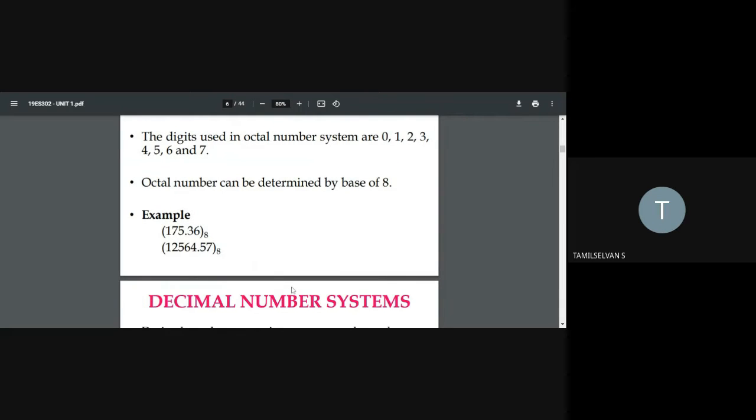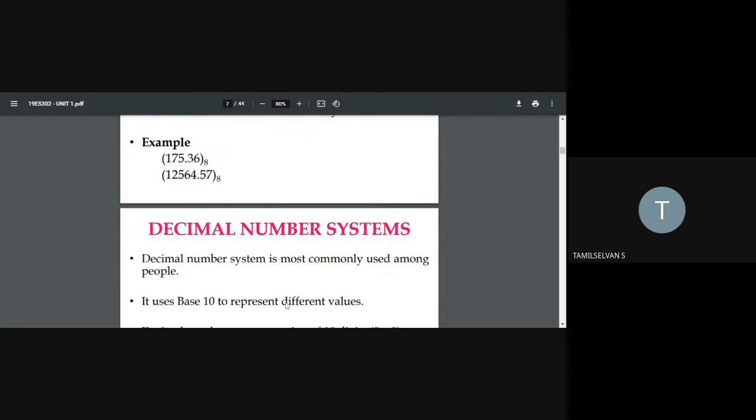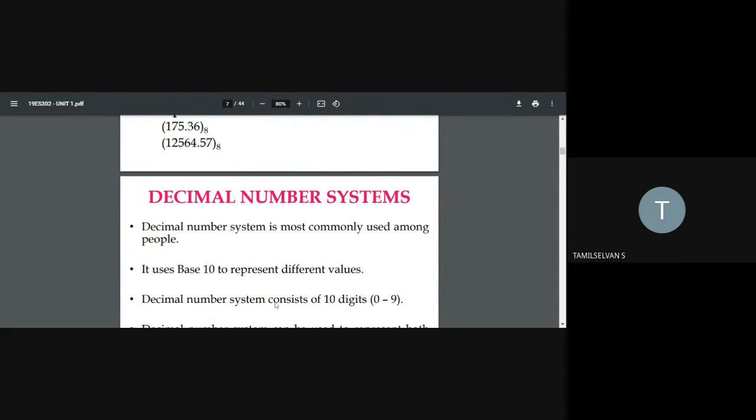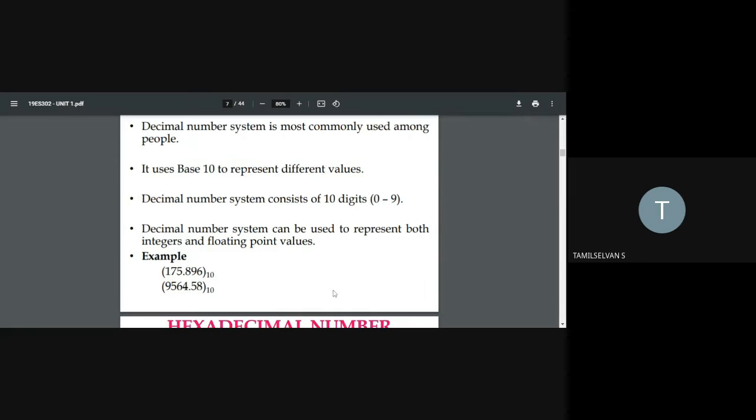The next number system is the decimal number system. It is the most commonly used number system among people. The decimal number system has the base value 10, that is 0 to 9 values. It can contain integers as well as floating point numbers, and it can be used to represent both. This is an example for the decimal number system. Note that it is the most commonly used by people.